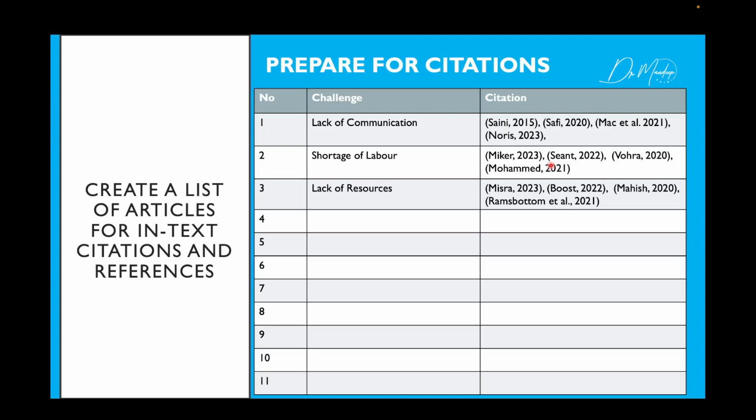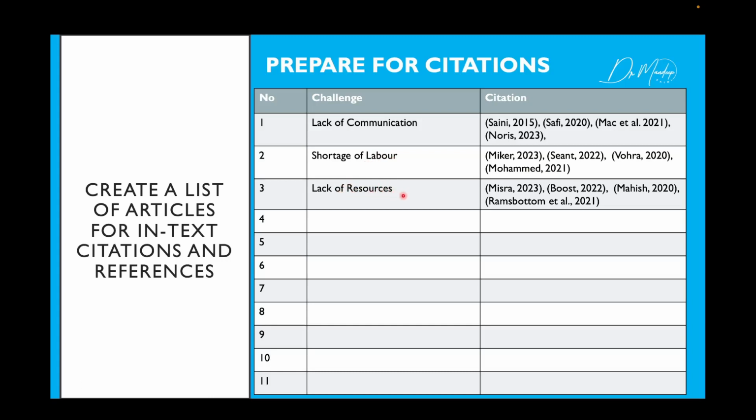So that table gives you much more focus on what you are going to write and which articles you need to focus on. Normally, if you don't organize your citations or the articles you found on Google or the library website in that way, you will always be confused about which citation is the most relevant for that shortage of labor. Similar thing with the lack of resources as well.